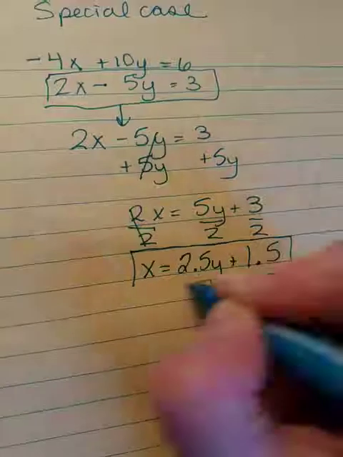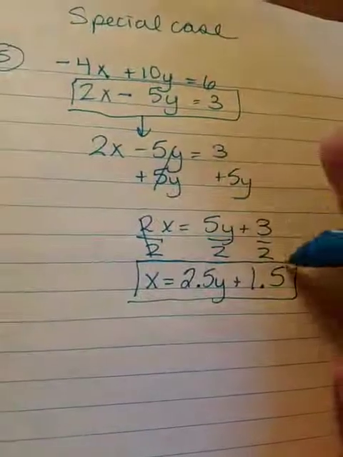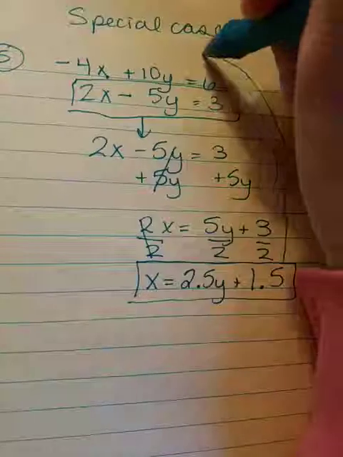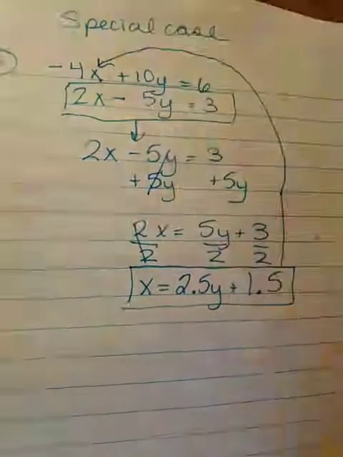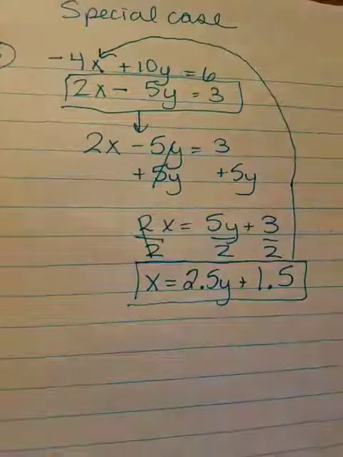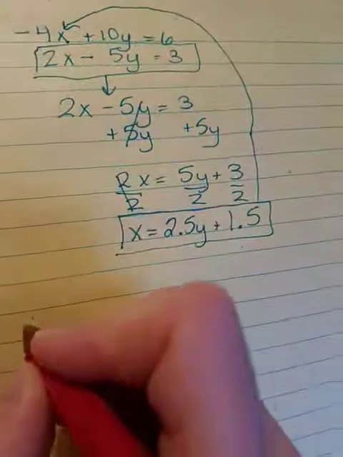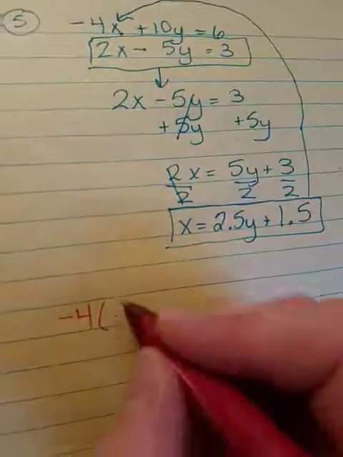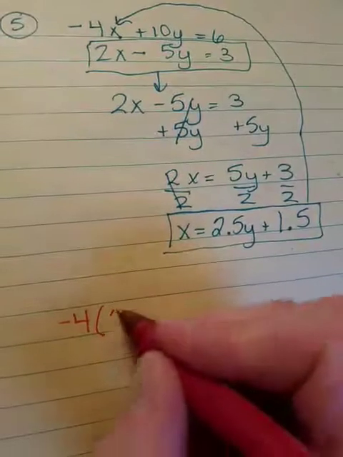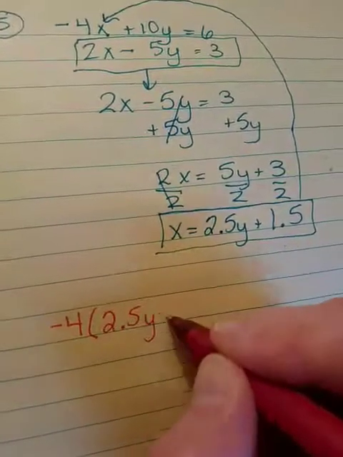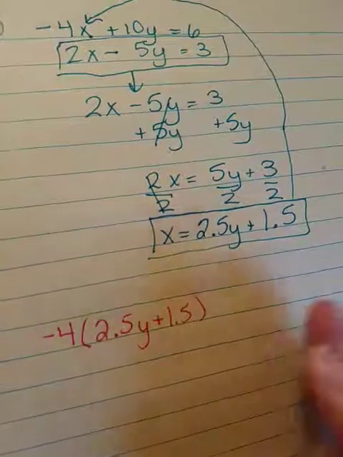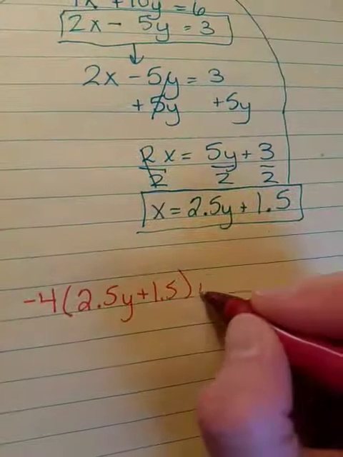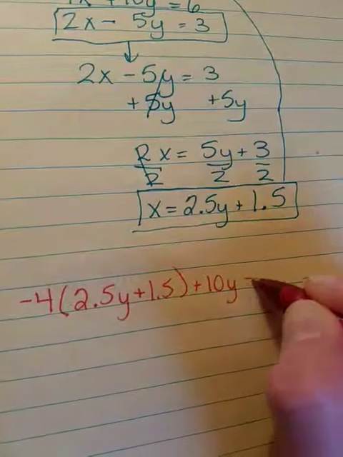So what are you going to do with this equation? Wherever you see an x in the other equation, you're going to put 2.5y plus 1.5. So here we go. Negative 4, parenthesis, I'm reading the first equation. Instead of writing x, I'm writing 2.5y plus 1.5. And then it says plus 10y equals 6.